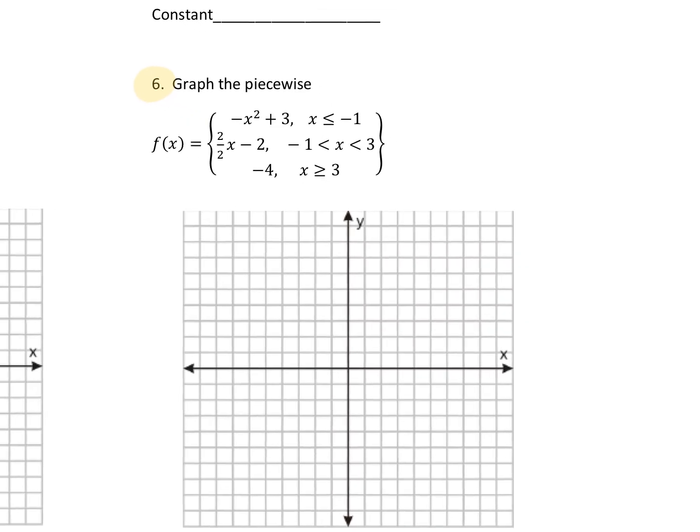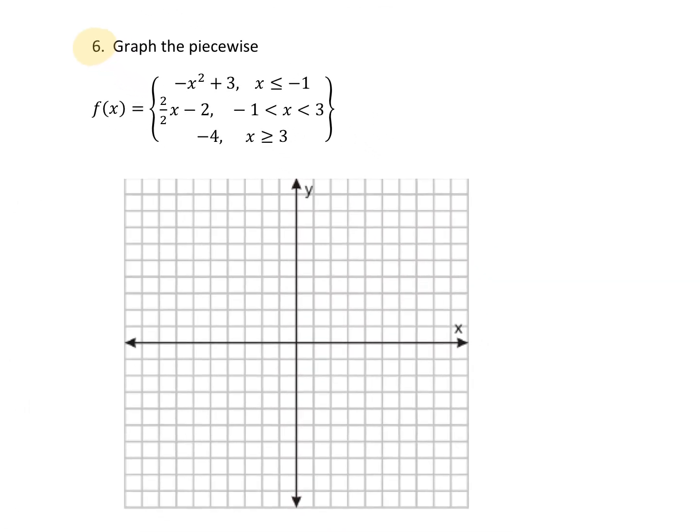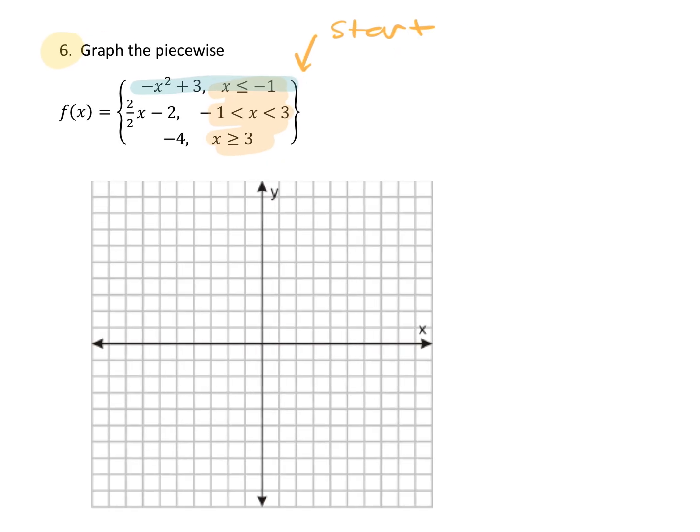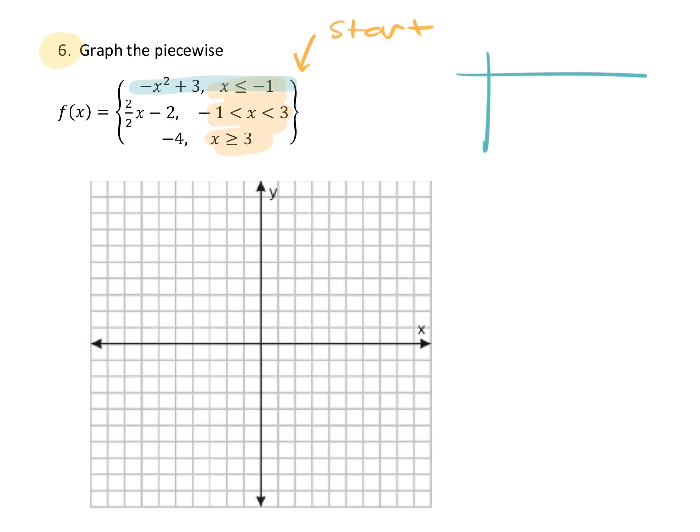So looking at number 6, we want to graph the piecewise function. So when we're graphing, we always start with the numbers here. So this is where we start. So let's graph one piece at a time. So with our first piece, what number should we plug in first? -1. So I'm going to make a little table here just to keep us organized.